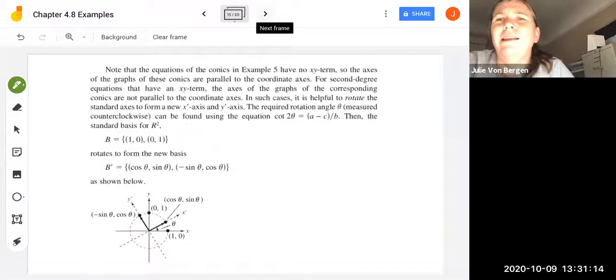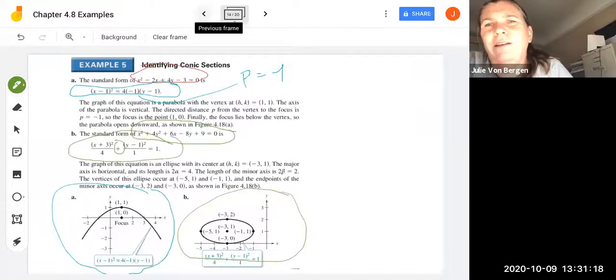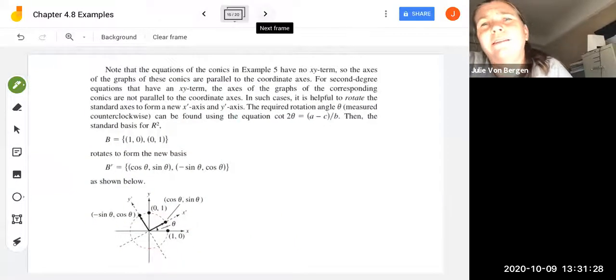So note that neither of these conics have xy terms in their expansions. So we've got the expansion circled in red up here and the expansion circled in green here in part B. Notice neither conic has an xy term. So the axes of the graphs of these conics are parallel to the coordinate axes. For second degree equations that do have an xy term, the axes of the graphs of the corresponding conics are not parallel to the coordinate axes.